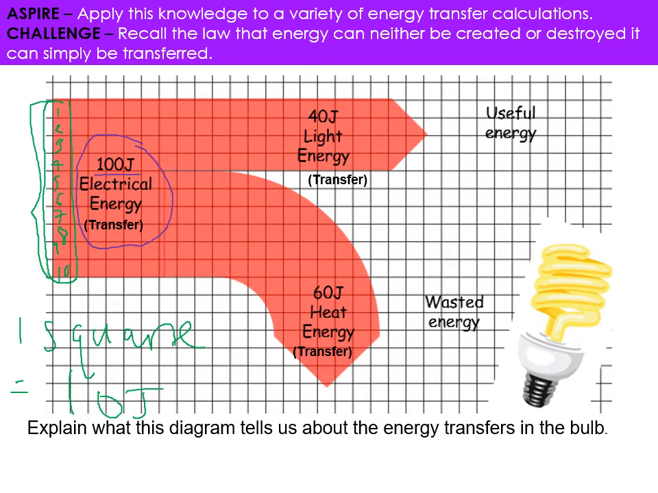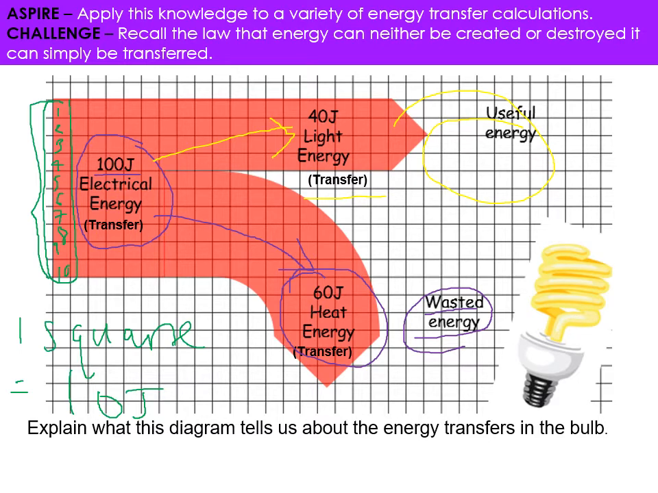And then 40 of those joules turns into light energy. So that's an energy transfer, and that is useful because obviously that's what a light bulb does. Whilst 60 turns into heat energy, and that's wasted because that's not what we want the bulb for. Mind you, a bulb turning warm isn't a bad thing necessarily because it would keep you warm. Even so, that is not the point of a bulb. So we've got 40 that is useful, 60 that is wasted.